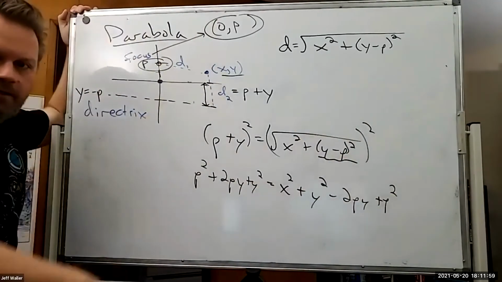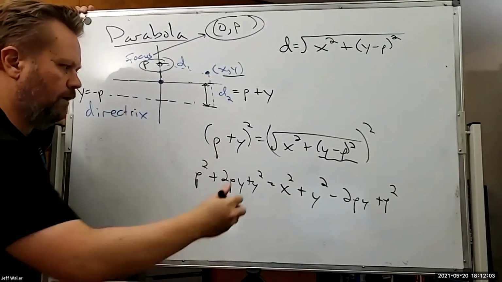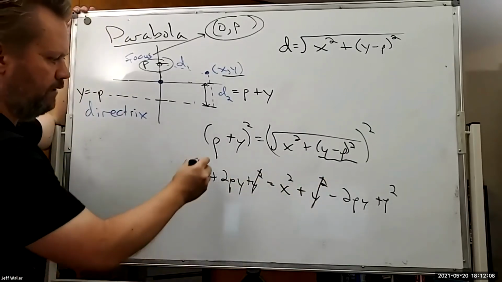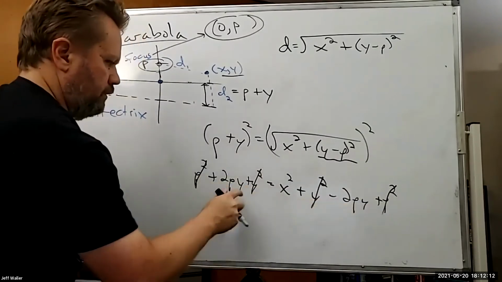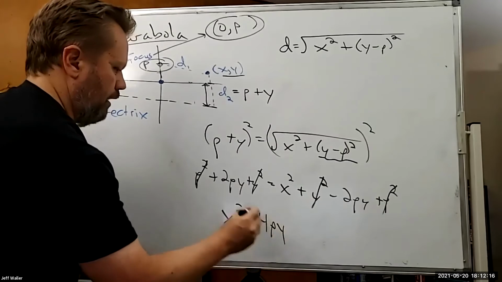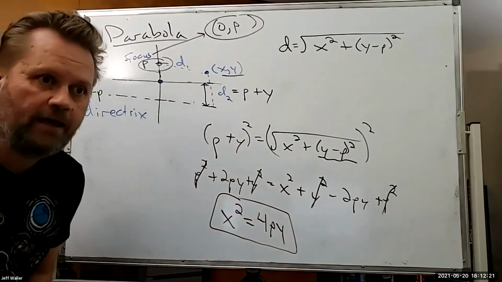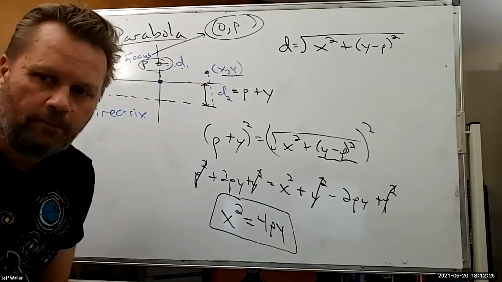Right, you guys can all do that. Nothing amazing is happening up here. So the y squares die. See that? Isn't that nice? Y squares die. P squares die. And I can add this over here. So I get x squared equals 4py. That is a funky way to write the equation of a parabola.